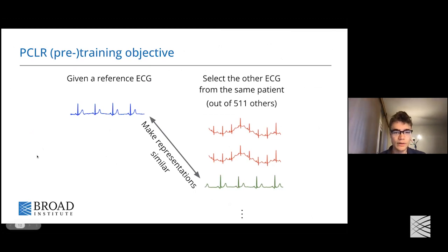The pre-training objective, or training objective, for patient contrastive learning can be thought of as picking out pairs of ECGs. Given a reference ECG, one ECG from a patient, we have to select the other ECG from the same patient out of a bunch of other distractor ECGs from other patients. And keep in mind, these two ECGs, the blue and the green one from the same patient, could have been acquired 15 years apart in our training data set. Depending on our batch size, in this case 512, the chance accuracy would be 1 out of 512 for random guessing.